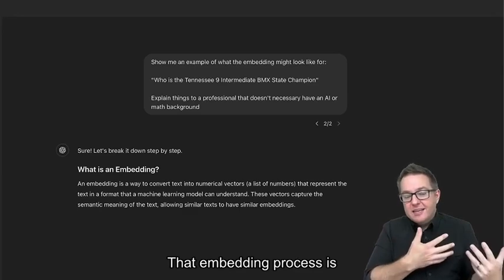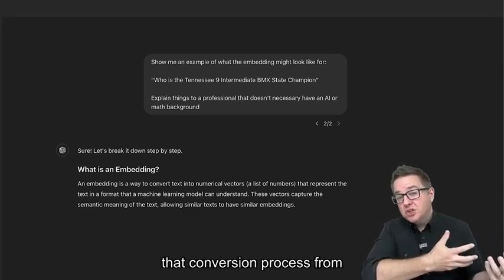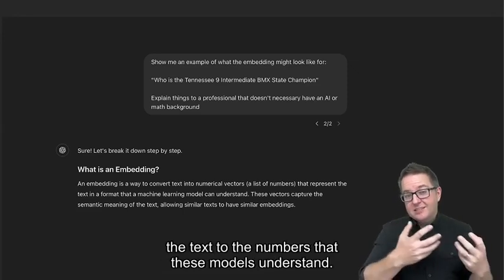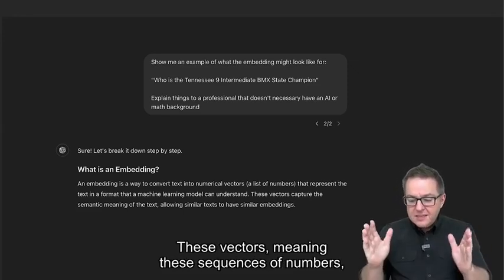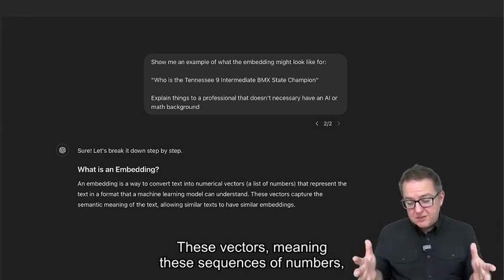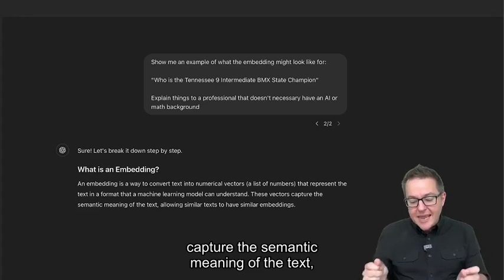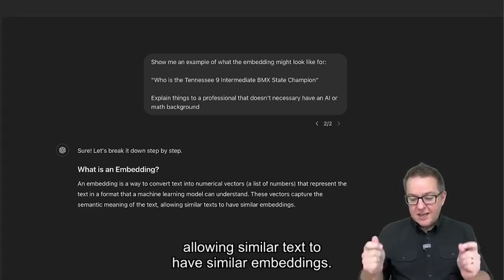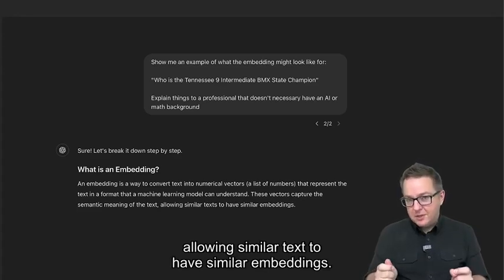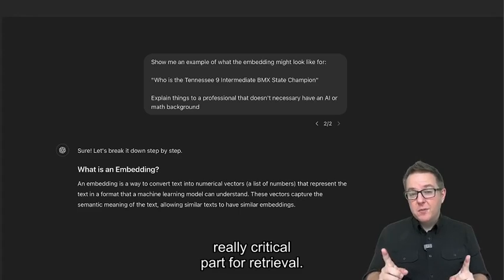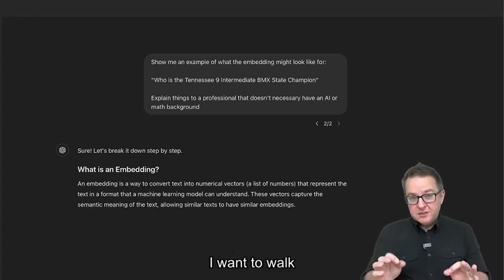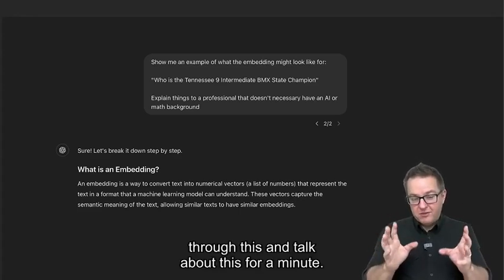And that embedding process is the conversion from the text to the numbers that these models understand. These vectors, meaning these sequences of numbers, capture the semantic meaning of the text, allowing similar text to have similar embeddings. Now this is a really, really critical part for retrieval, so I want to walk through this and talk about it for a minute.